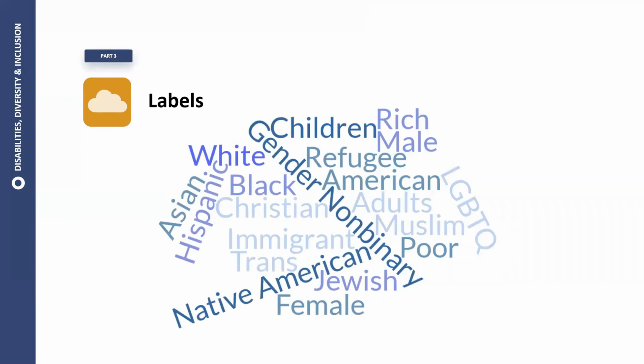Labels are probably the most complicated component of language associated with disability. The reason for this is because disabled people in America are more diverse than almost any other minority population. Disabled Americans are adults, children, male, female, gender fluid or non-binary, Black, white, Hispanic, Asian, rich, poor, Christian, Muslim, Jewish, immigrant, refugee. The list could go on and on because disabled people are part of every demographic in this country.